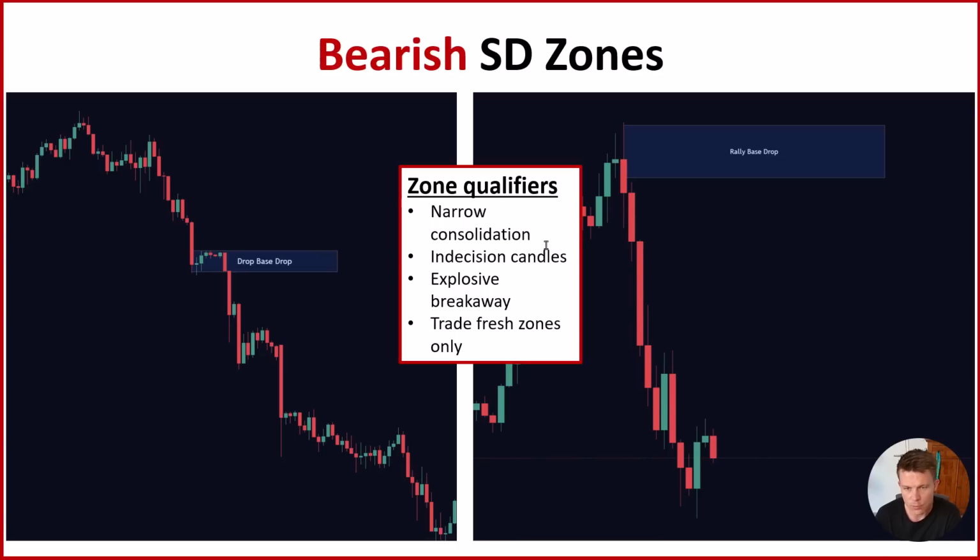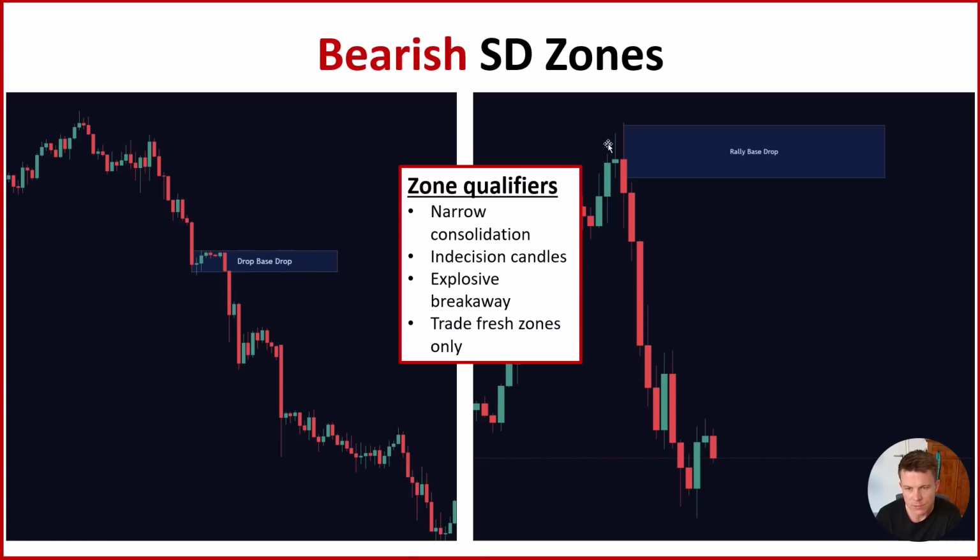We also have the zone qualifiers, and they are the same as for the bullish ones. We want to see a narrow consolidation. So after the initial trend push, we have inside candles. You ideally don't want to see the market pulling back and pushing against the downtrend a lot. So small inside candles going sideways, and then the explosive breakaway. You want to see a very, very strong push here away from this zone. And this is what makes this zone a great zone, because it shows us that there's a lot of selling interest in this zone.